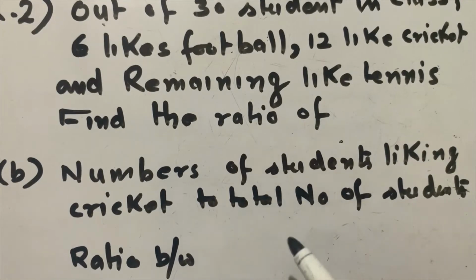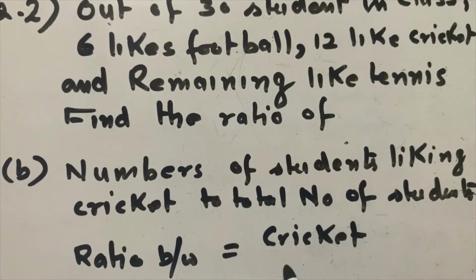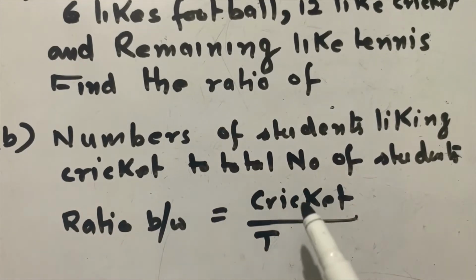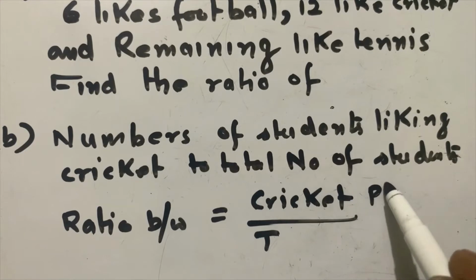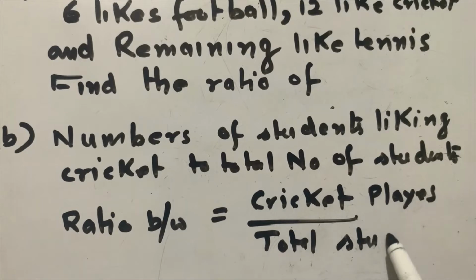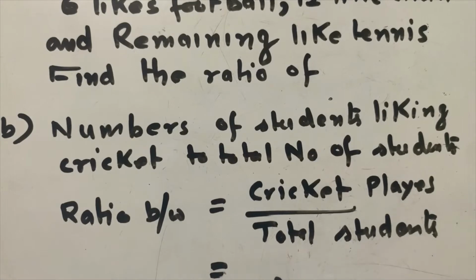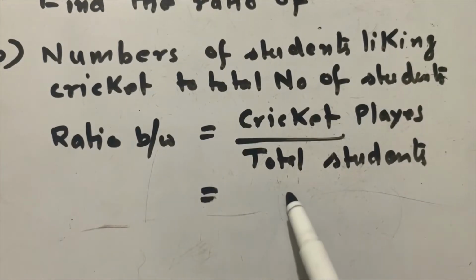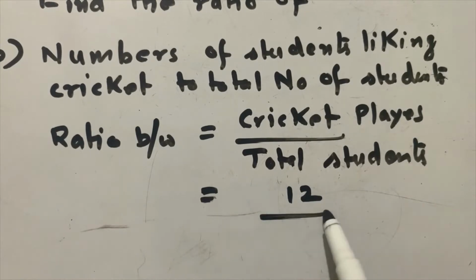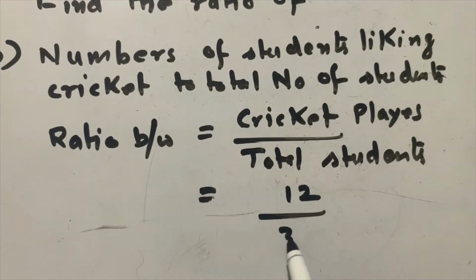Between students liking cricket and total students. Cricket players are 12 students who like to play cricket, and the total number of students given is 30, according to the question.